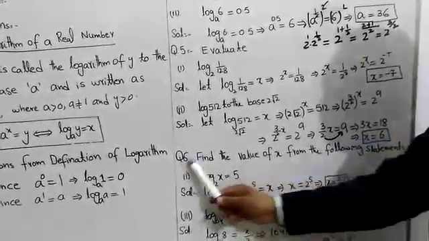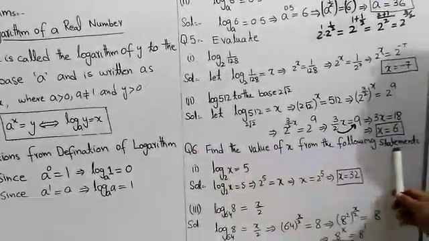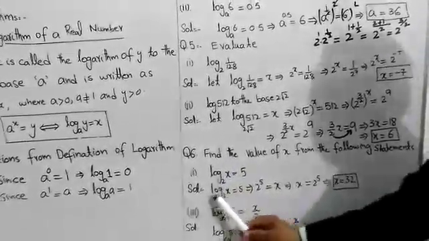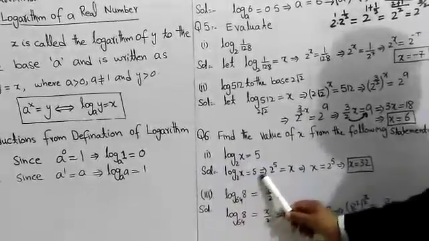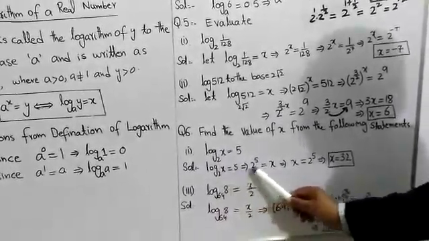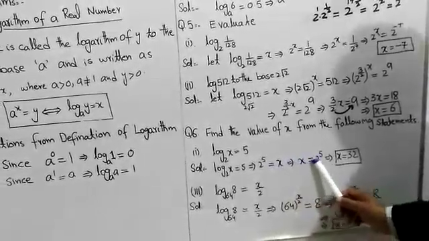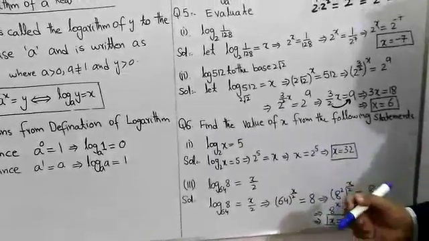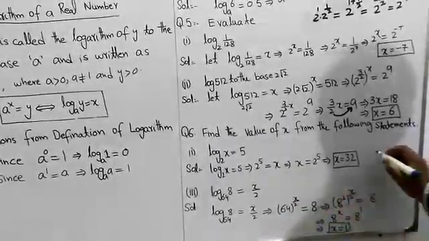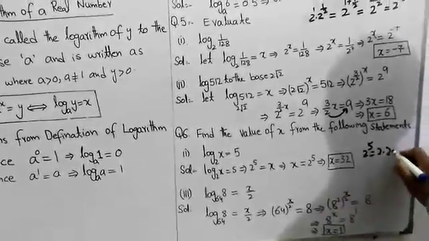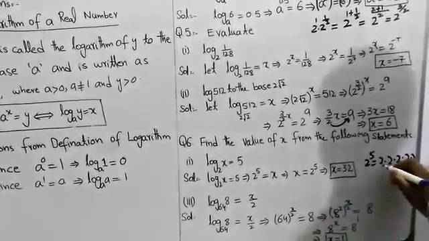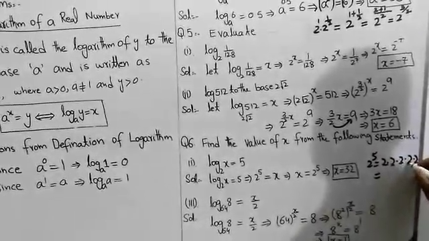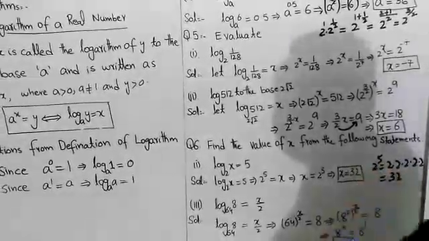Now question number 6. Find the value of x from the following statements. Log of x to the base 2 is equal to 5. Solution: this can be written in exponential form as 2 raised to power 5 is equal to x, or x is equal to 2 raised to power 5. And 2 raised to power 5 means 2 times 2 times 2 times 2 times 2, and this is equal to 2 2s are 4, 4 2s are 8, 8 2s are 16, 16 2s are 32. So x is equal to 32.